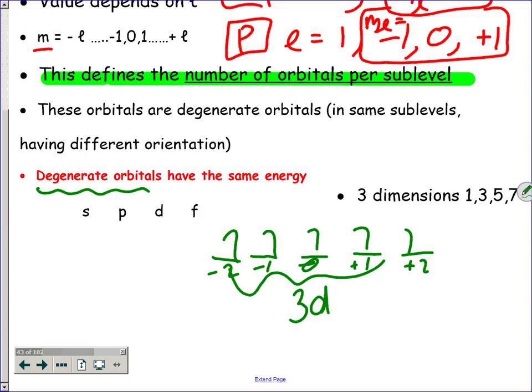So like a question might say, how many degenerate orbitals are in the p sublevel? How many degenerate orbitals are in the p sublevel? 3. How many degenerate orbitals are in the f sublevel? 7. It just means how many orbitals would you have drawn. But the word degenerate means what? Same amount of energy. So just some extra terms for you.